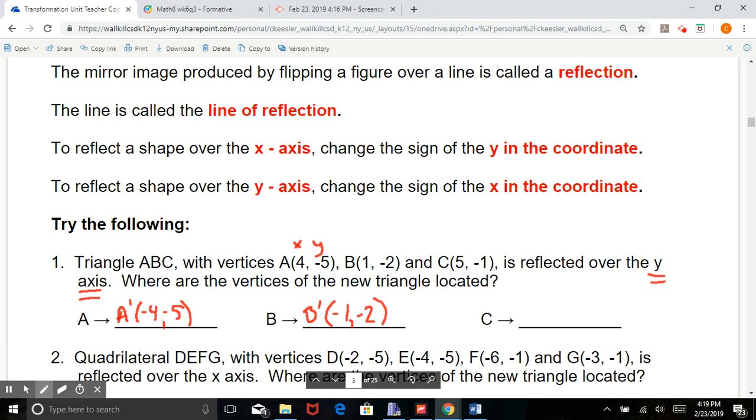And C is going to be C prime. Again, reflecting over the y-axis affects only the x, so we have (-5, -1).